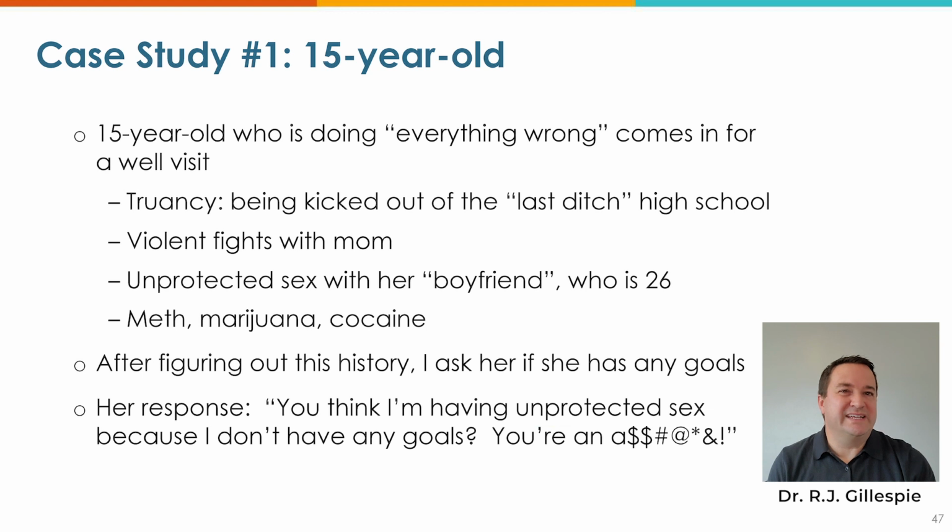She was having unprotected sex with her boyfriend, who was 26, and she was experimenting with meth, marijuana, and cocaine. As a clinician, I'm sure you can imagine the sort of deep breath you have to take to really tackle this kind of patient, but after figuring out this history, I simply asked her if she had any goals. Her response to me was, "You think I'm having unprotected sex because I don't have any goals? You're a..." And then she called me a name that I won't repeat here.